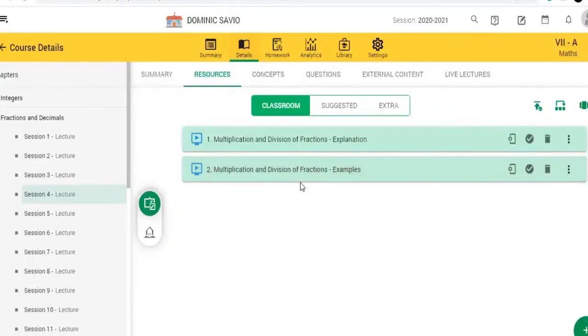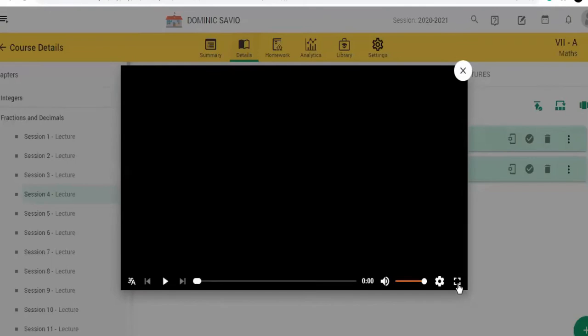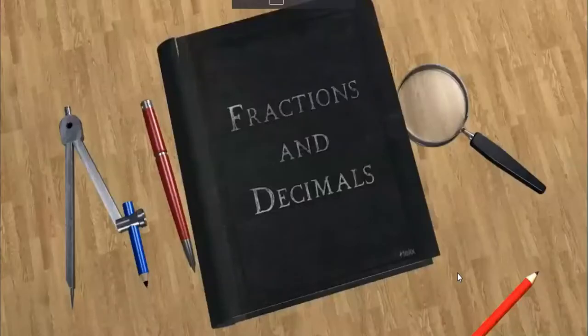Okay, so multiplication and division of fractions. First, we will just see a revision of what we have studied in the last class, that is about the multiplication. And after that, I will explain the division for you. In this module, you will learn multiplication and division of fractions.